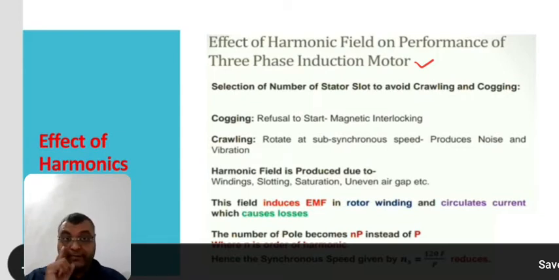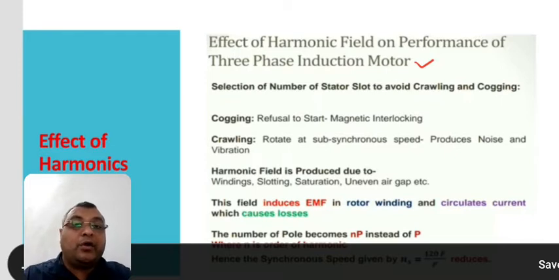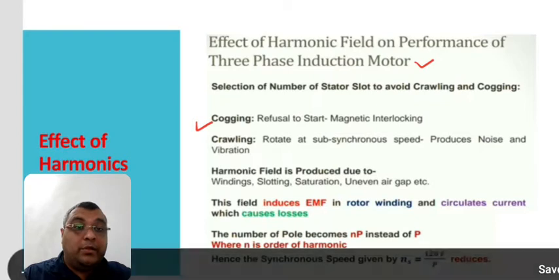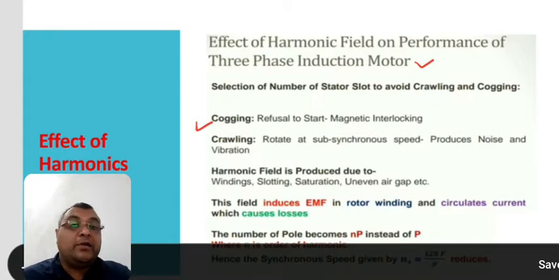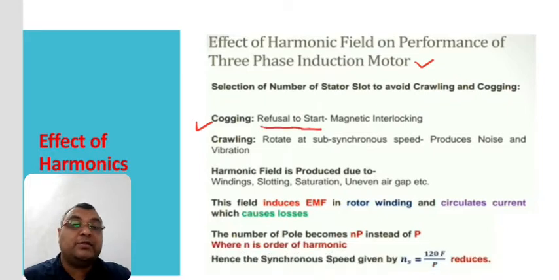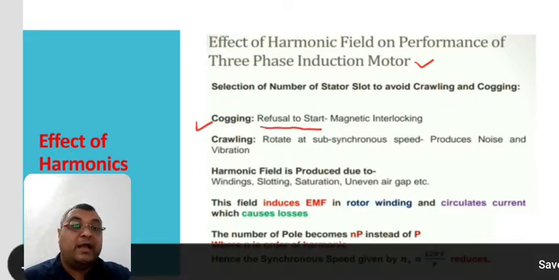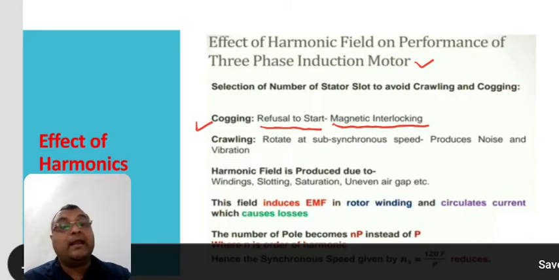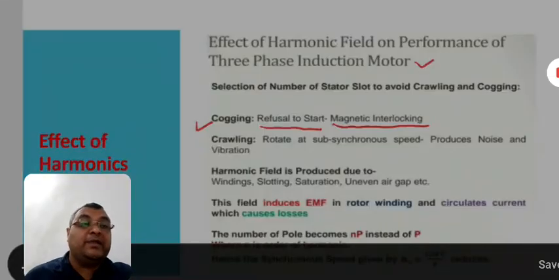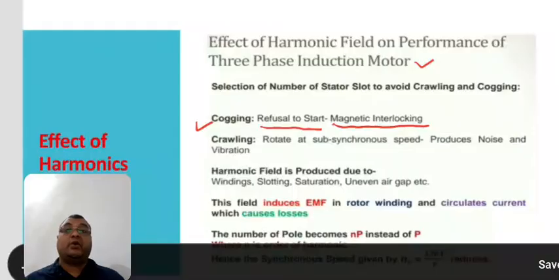So first of all we will start with cogging. Over here, you can see the effect of cogging: refusal to start, and magnetic locking is there. Here we discuss the details of why cogging happens, and why, due to cogging, a three-phase induction motor refuses to start.